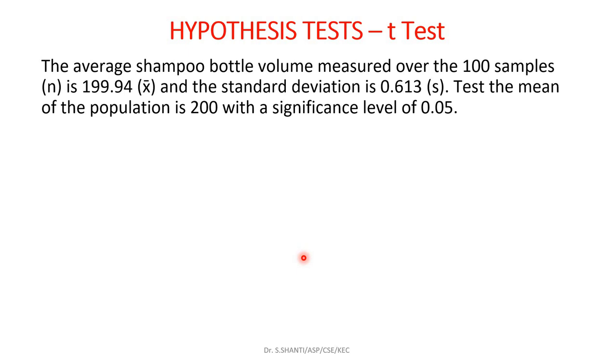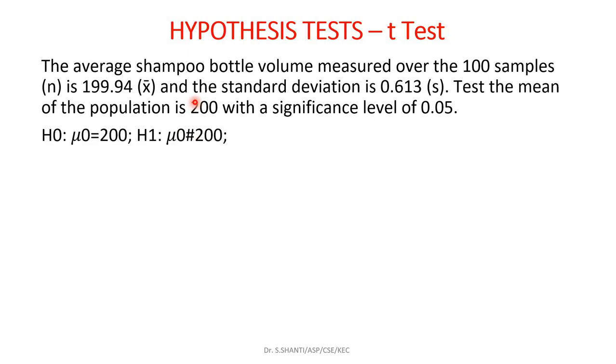We will see one example. Here the average shampoo bottle volume measured over 100 samples is 199.94 and the standard deviation is 0.613. That is the sample mean and sample standard deviation, and the number of objects in the sample is given. Our hypothesis test is to test whether the mean of the population is 200 with a significance level of 0.05. So alpha equals 0.05 and mu equals 200.